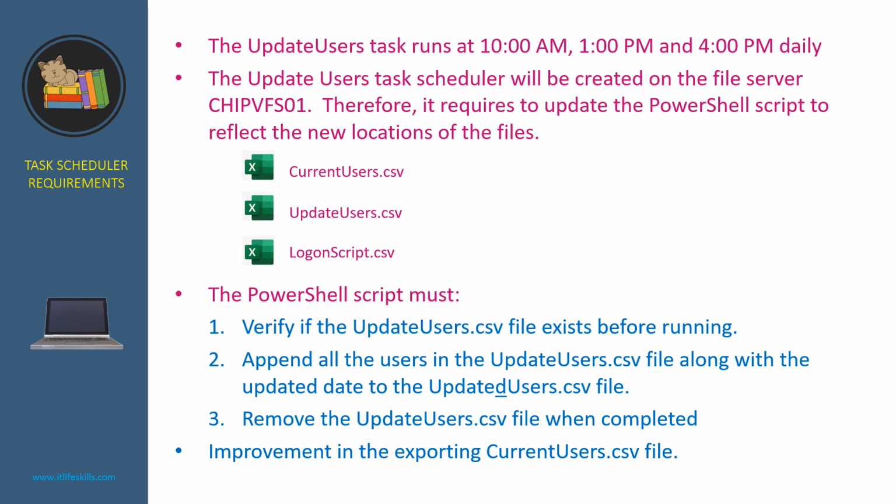Also, the PowerShell script must verify if the update users.csv file exists before running, and it will append all the users in the update users.csv file, along with the updated date, to the updated users.csv file. After that, it will remove the update users.csv file when completed. Finally, I will show you some improvement in exporting the current users.csv file.